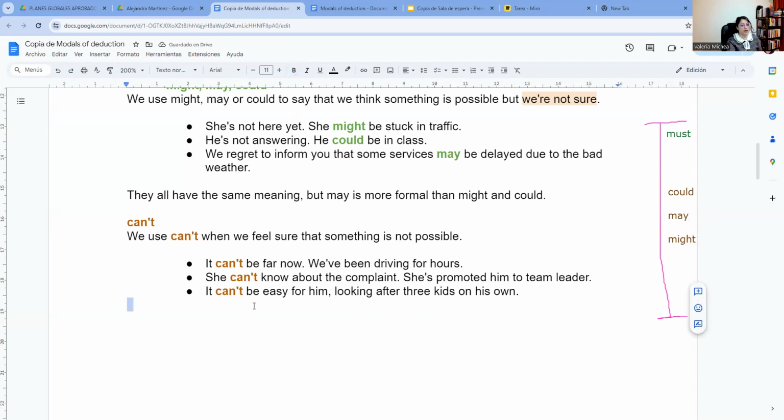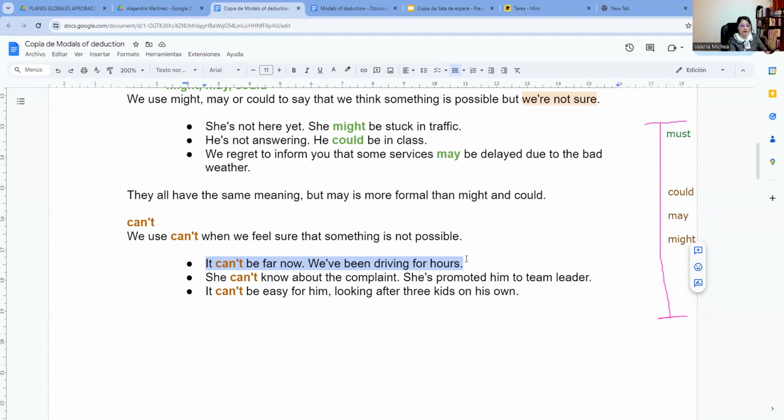So, it can't be far now. We've been driving for hours. Or, she can't know about the complaint. She's promoted him to team leader. Or, it can't be easy for him looking after 3 kids on his own. So again, it can't be far now. We've been driving for hours, so I know that we have come a long way. So our destination should be near because we have been on the road for a long time.